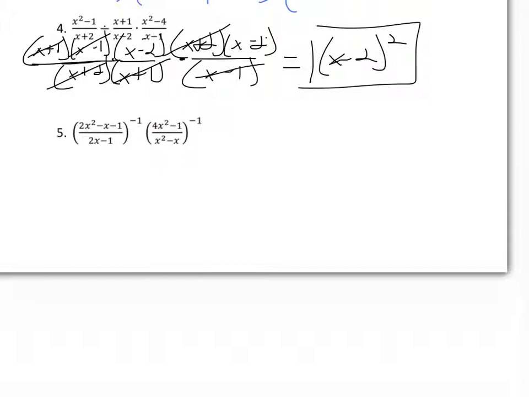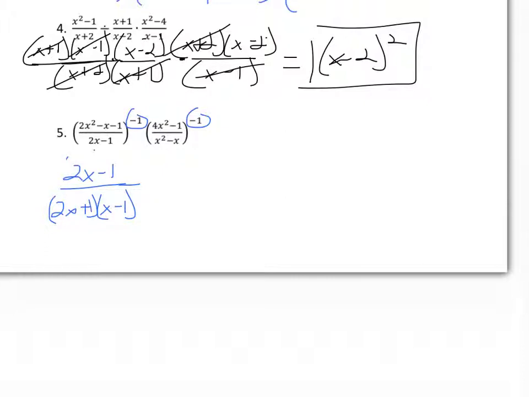And the final example here, number 5. We're going to take both of these to the negative 1 power, so basically I'm going to flip both of them and then multiply them together. So let's go ahead and do that while factoring at the same time. We need to write the reciprocal of this first rational expression, so it's 2x minus 1 over, when we factor the bottom here, we're going to get 2x plus 1, x minus 1.